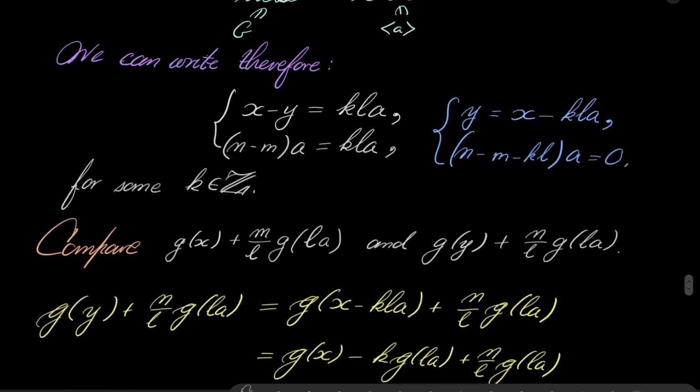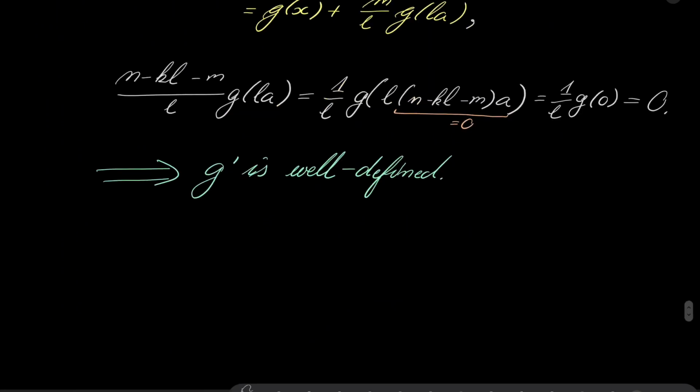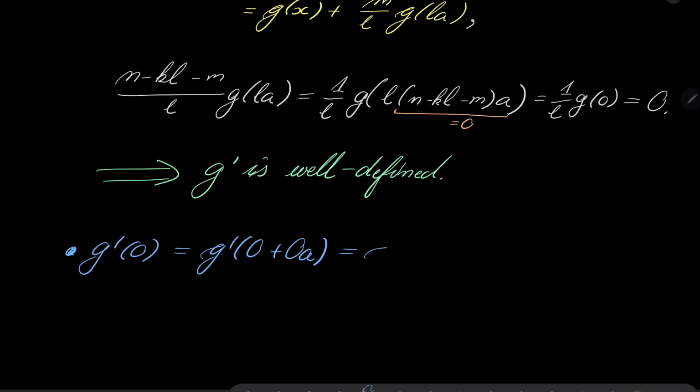Well, let's take a look. What is g prime of 0? Notice that it can be written as g prime of 0 plus 0a. And now, by our definition, it is g of 0 plus 0 over l g of la. But again, g of 0 is 0, and here we have 0, so it is just 0 plus 0, which is 0. All right.